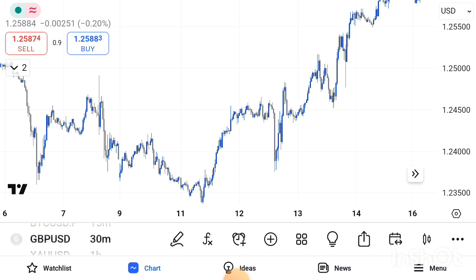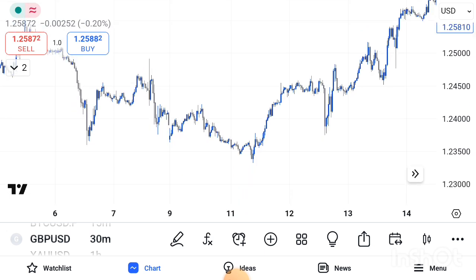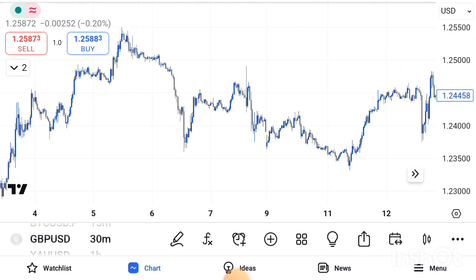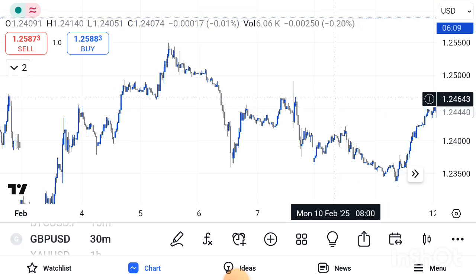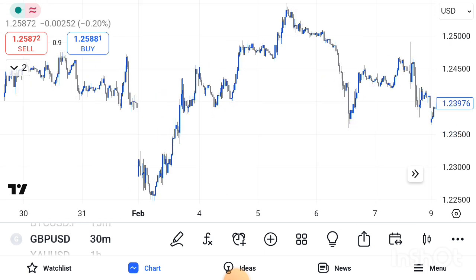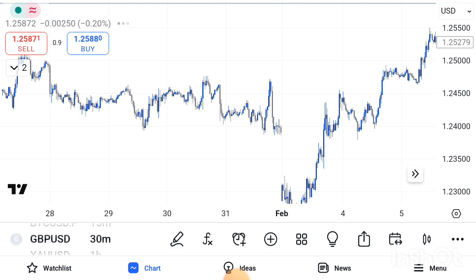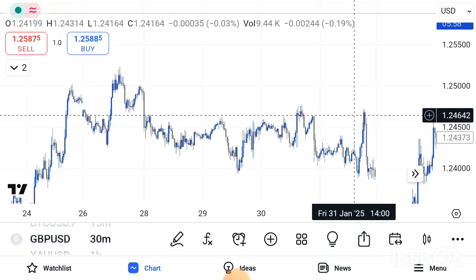I'm very sure you know what order block is. If you don't know what order block is, leave it in the comments, please. I'll be surprised, because that's one of the most common and popular trading strategies out there now. Honestly speaking, order blocks are so common nowadays.